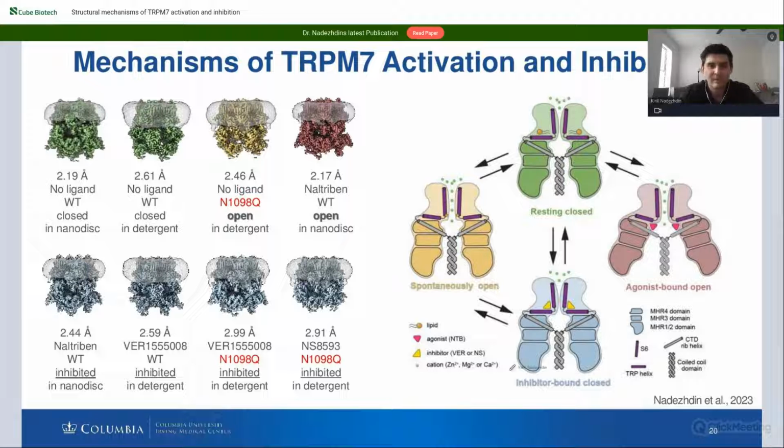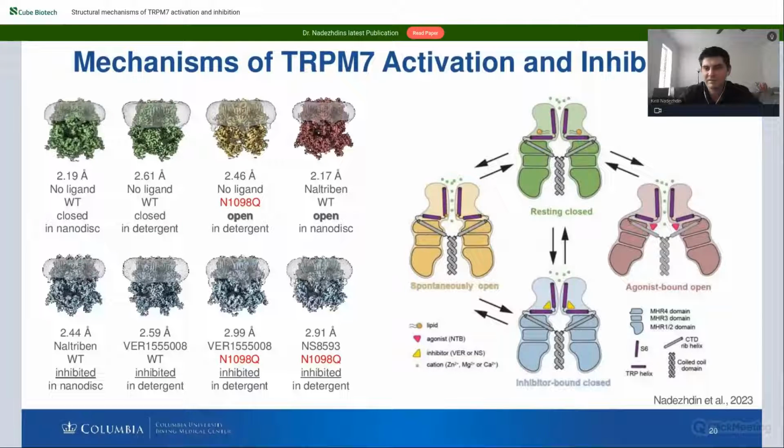So this is what we've done. We solved the structure of the TRPM7 channel in the closed state, in nanodisk and detergent. We also solved the structure of the channel with a mutation in detergent, and without mutation but in complex with the agonist. We also studied several inhibitors of the TRPM7 channel and obtained inhibitor-bound closed states. All these structures gave us an opportunity to propose a model of how the channel works.